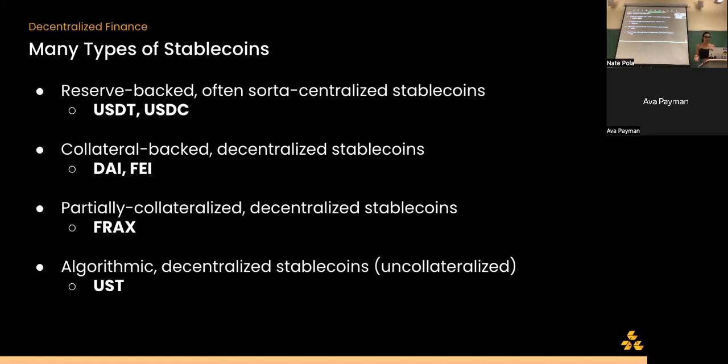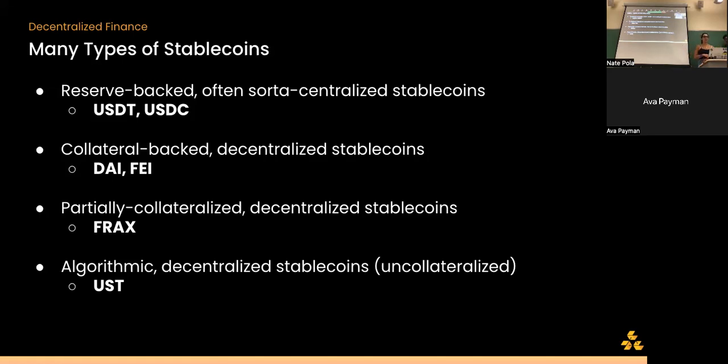Then there are partially collateralized decentralized stablecoins. These are basically a mix of collateral-backed and algorithmic. And then the last, algorithmic decentralized stablecoins, are uncollateralized. We're going to talk about UST a little bit later, but this is still widely experimental and has not been proven to work. If you've heard what happened in May with Terra Luna, that was the main thing that caused the entire crypto crash.